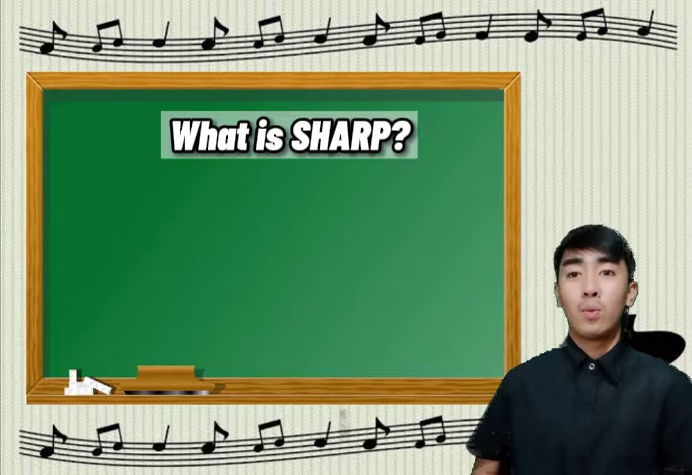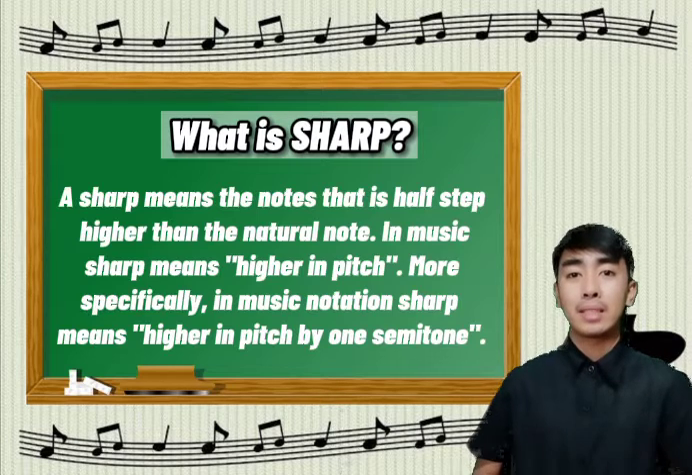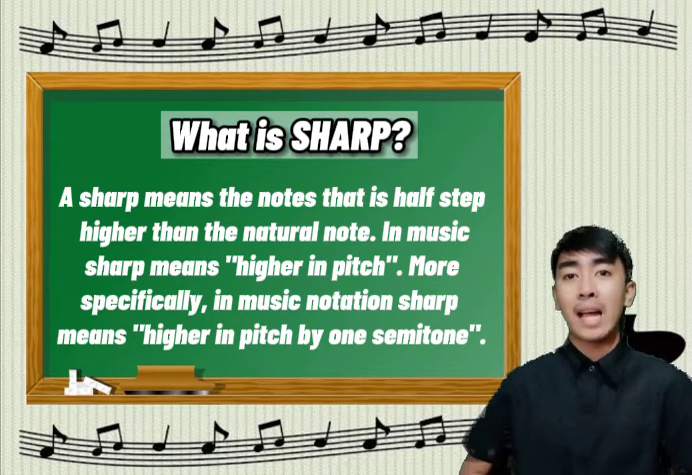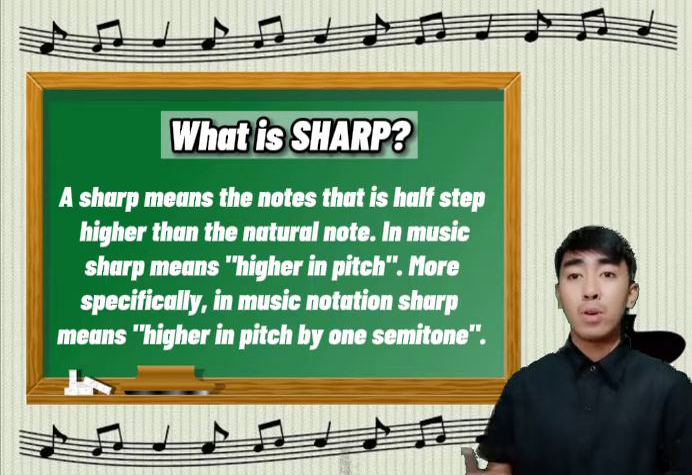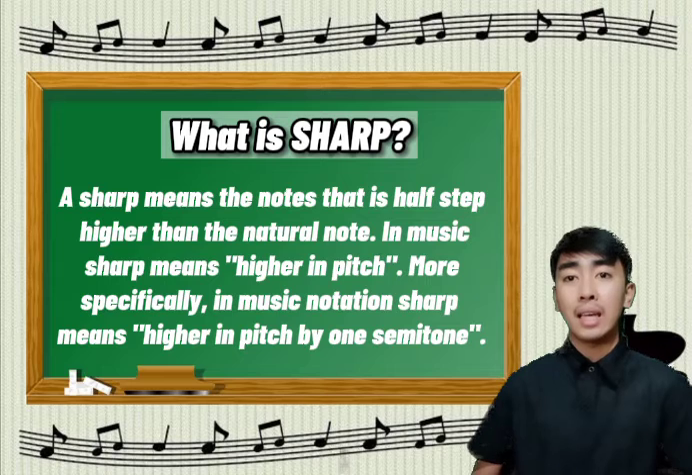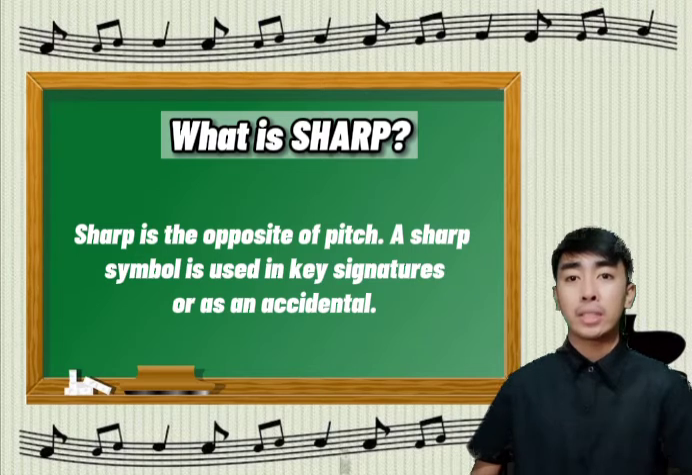Question number 2. What is sharp? A sharp means the note is a half step higher than the natural note. In music, sharp means higher in pitch. More specifically, in musical notation, sharp means higher in pitch by one semitone. Sharp is the opposite of flat. A sharp symbol is used in key signatures or as an accidental.